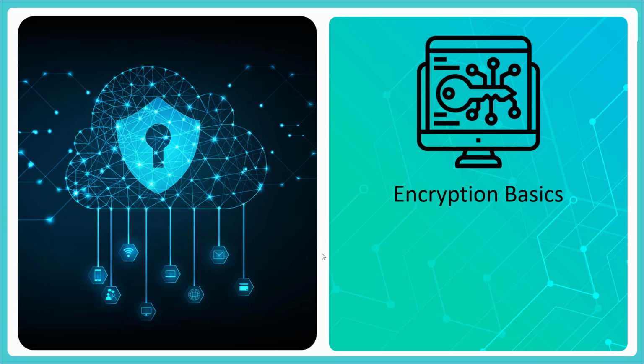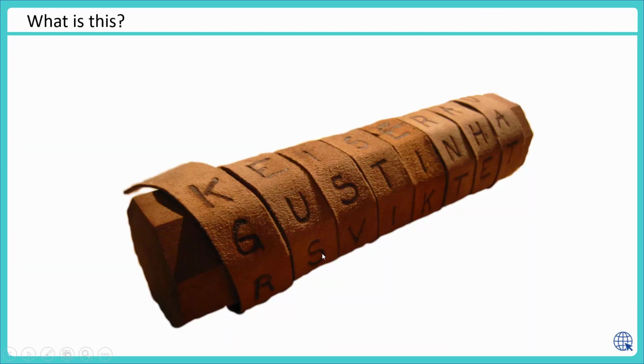Just to give you an idea that encryption is not very new, what you are seeing right now is called a scytale. This was used by Greek generals to exchange messages between units about what to attack or how to defend, and that type of secret communication used to happen using these encrypted messages.